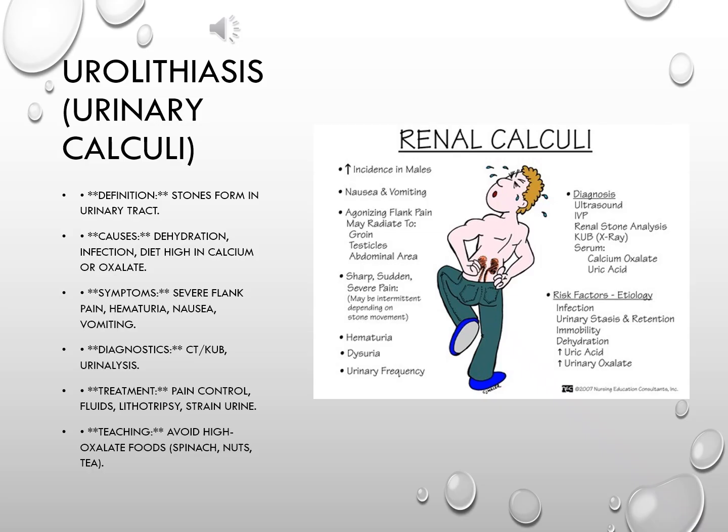For our stones, these occur when substances that are usually dissolved in urine, things like uric acid, calcium, oxalate, or phosphate, start to concentrate and crystallize, and they form these jagged, sharp, tiny little rocks. These can start to obstruct or cause issues within that urinary tract system.